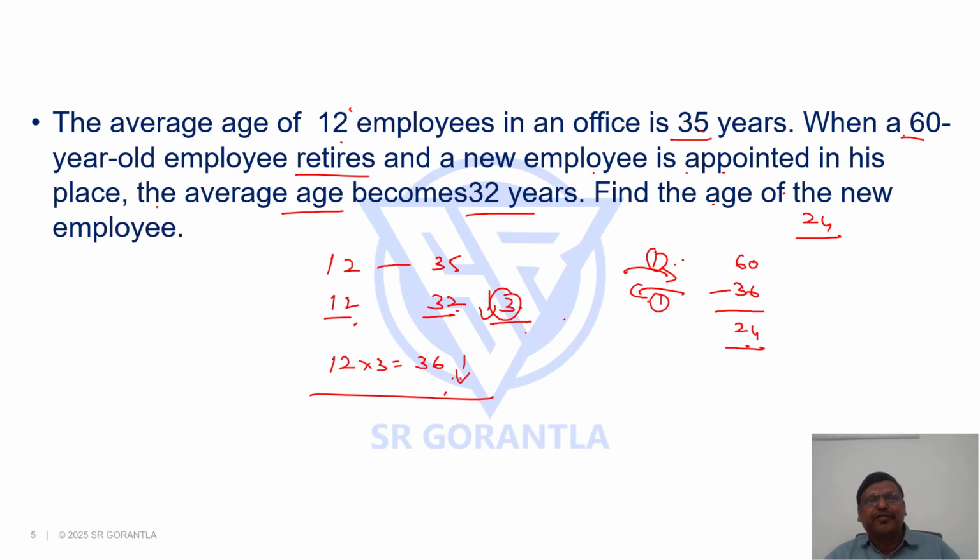We can avoid multiplying 12 into 35, 12 into 32, subtracting the 60, then adding some x. This is going to take a lot of time. We can avoid all that, right? So 24. Let's see one more question.